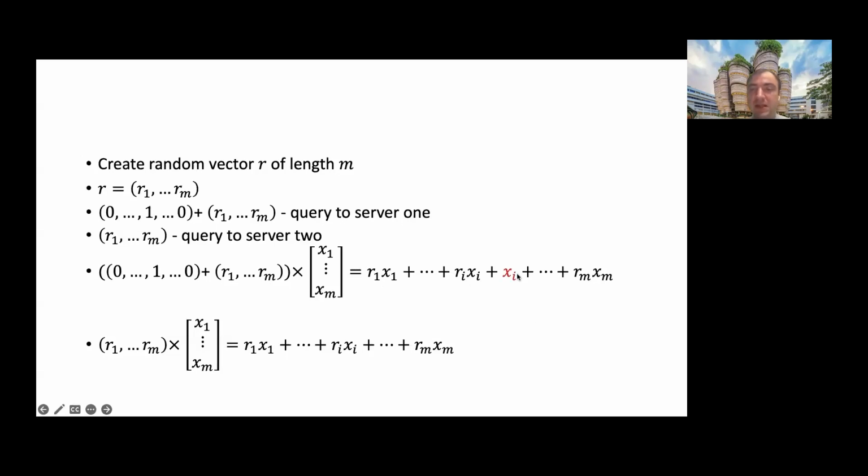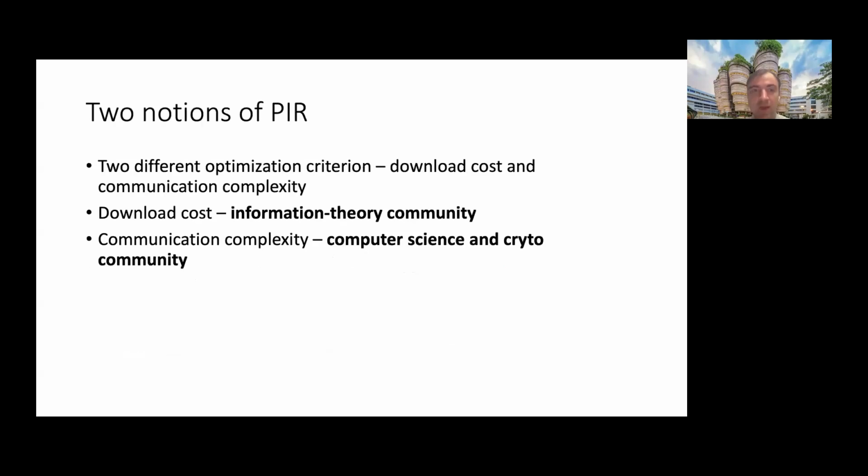And as you can notice, the results of these queries differ only in one position. The result of the first query is bigger than the result of the second query by xi. So to get the file xi, we can just subtract the result of the second query from the result of the first query and get the file of interest. And clearly, for any single server, the query is just randomness. So for the server, each index is equiprobable, and it can be easily proven.